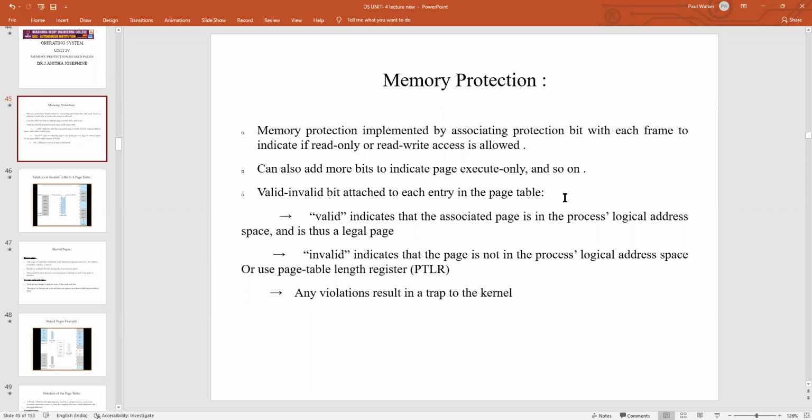Memory protection is another important parameter that is implemented by associating a number of bits with the memory of a user. While protecting, we associate a particular bit with each frame, which can be indicated in two modes: one is read-only mode and another is read-write access mode. We can use two different types of bits: one is a valid bit and another is an invalid bit.